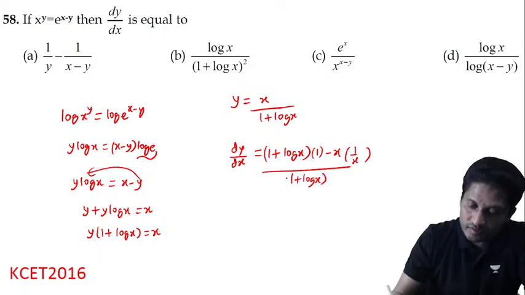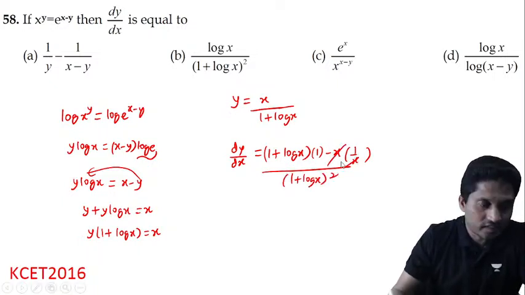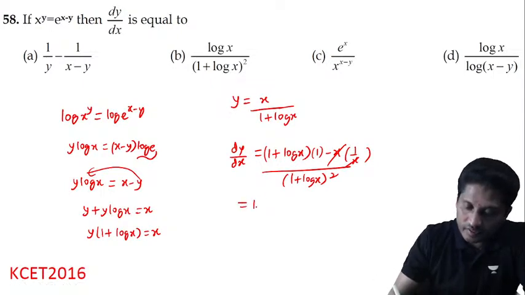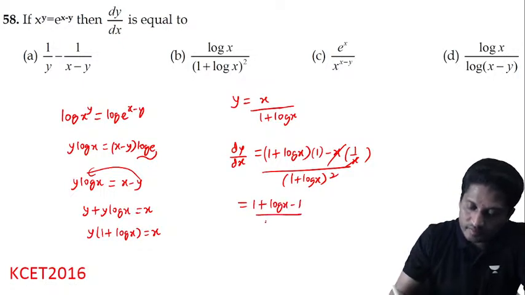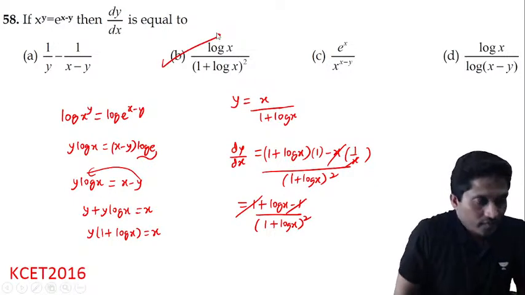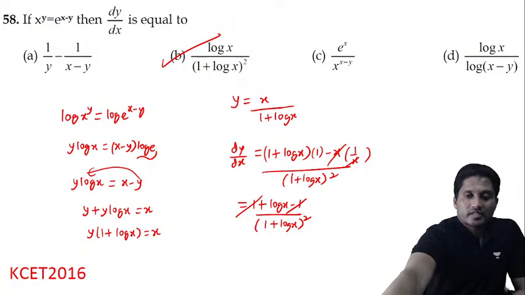1 plus log x the whole square will cancel. This will be equal to 1 plus log x minus 1 by 1 plus log x the whole square. Plus 1 minus 1 will cancel. Log x by 1 plus log x the whole square. Answer is option. Right, let's move to the next question.